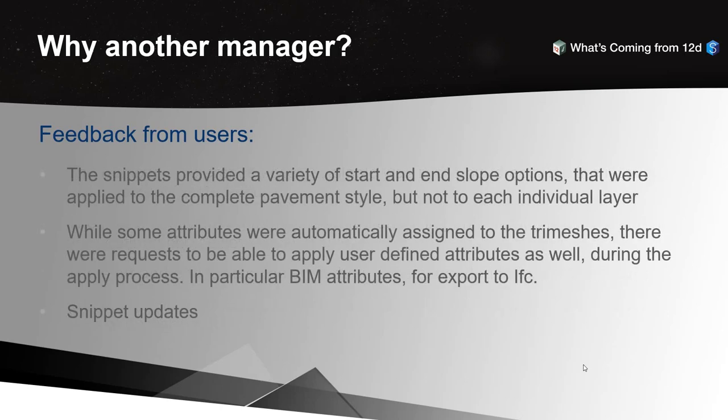The snippets provided a variety of start and end slope options, but they were applied to the complete pavement, not to each individual layer. While some attributes were automatically assigned to tri-meshes, there were requests to be able to apply user-defined attributes as well during the apply process, in particular BIM attributes for export to IFC, and just a general snippet update.